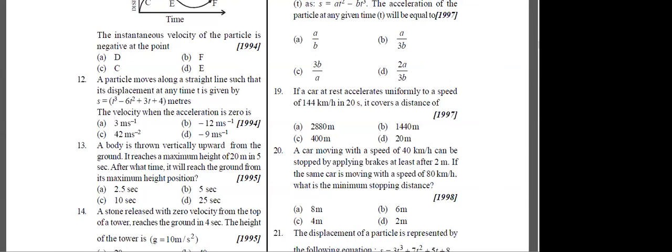So what do you have to do? Tell me. Differentiate. Very good, Sampada. So just differentiate once, right? The thing is, you have to find velocity when acceleration is 0. So first find ds by dt.